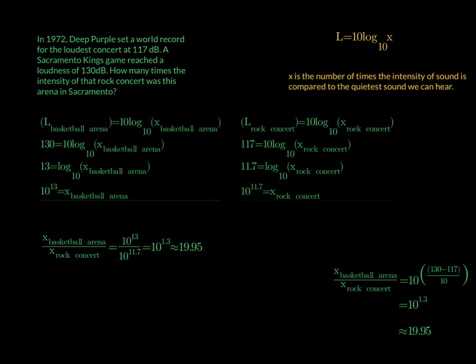Now, if you're clever, you might have just noticed that the basketball arena was 130 decibels and the rock concert was 117 decibels. And 130 is just 13 more than 117. So if you subtract 130 minus 117, you get 13. And so divide that 13 by 10, and you get 1.3, and 10 to the power of 1.3 is about 20.